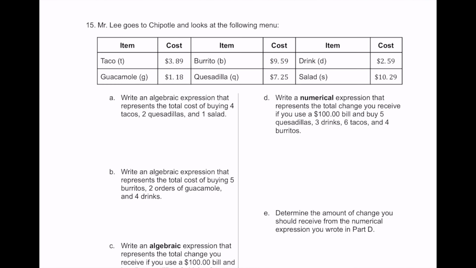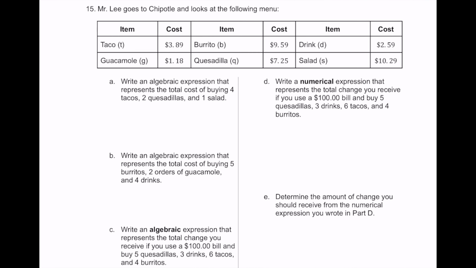All right, one final problem here. Mr. Lee is going to Chipotle and looks at the following menu, which we have below here. So it looks like we have some different items. We've got some tacos here, some guacamole, some burritos, some quesadillas, some drinks, and some salads here. So what are we going to do? We're going to go ahead and write an algebraic expression that represents the total cost of buying, let's see here, we have 4 tacos, then we have 2 quesadillas, and then we have 1 salad.